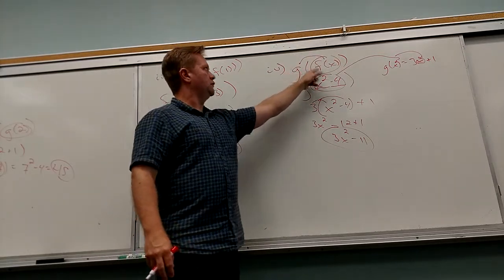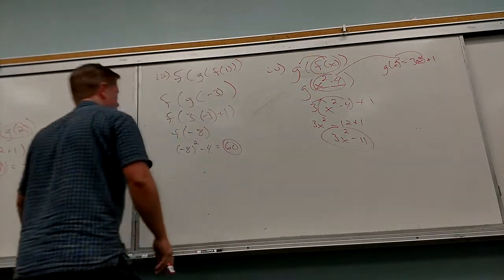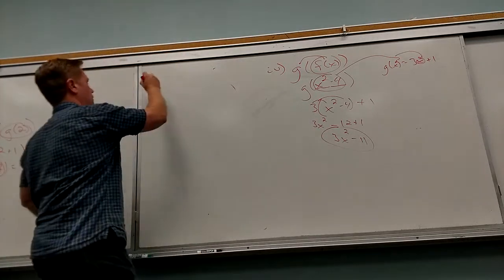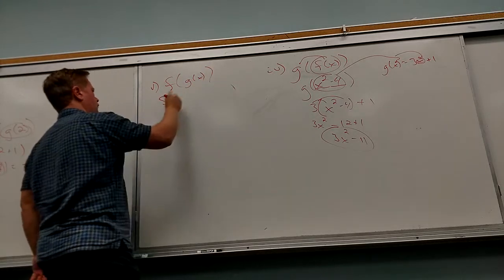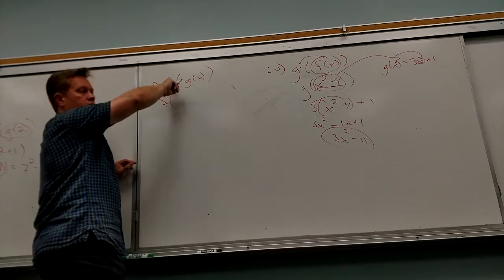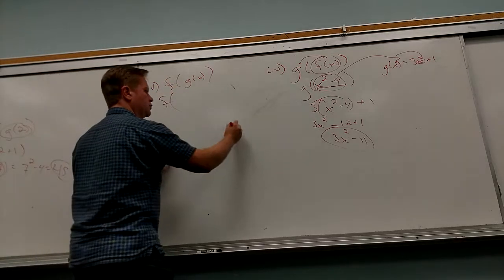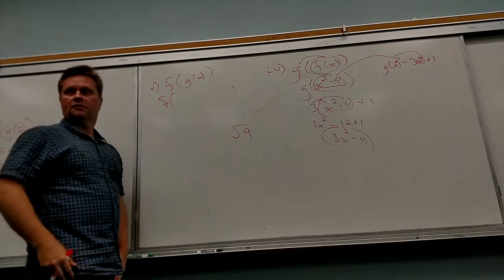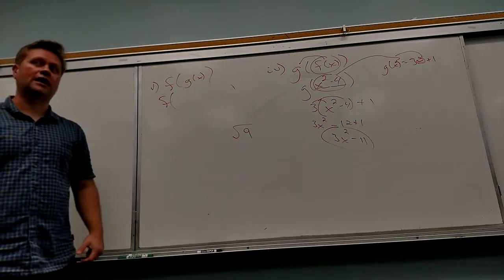So f of g would be the opposite, right? What would f of g of x be? Careful how you say it. This is not times. This is f of, right? It's sort of the same idea. How would you say this? How do you say that? Say it. Just say it. Square root of 9. Not square root times 9, right?